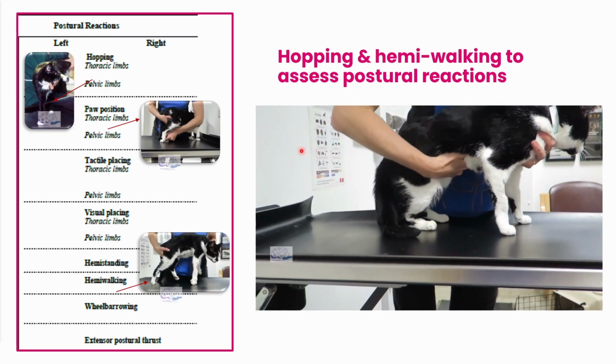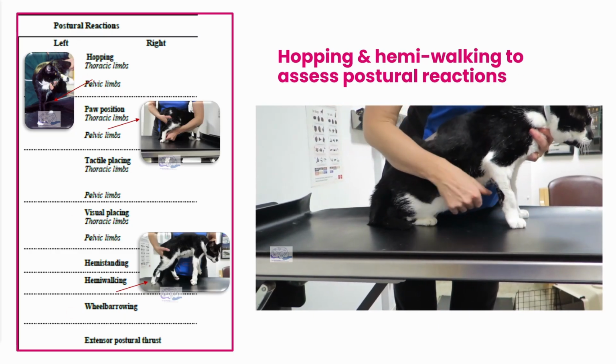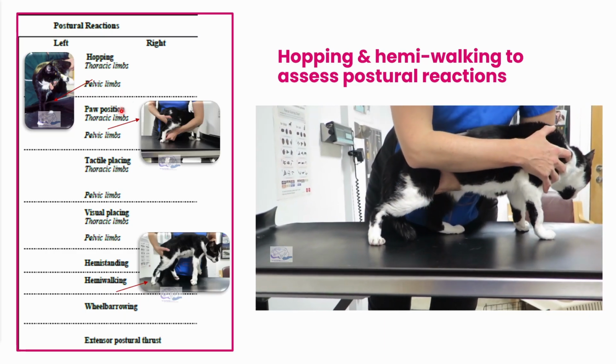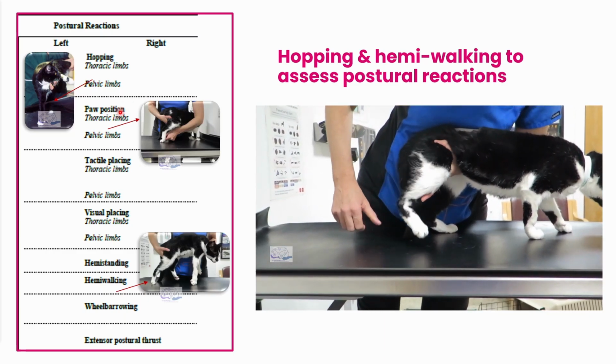So these hopping and hemiwalking are part of the postural reactions. Here you can see this is part of a neurological exam sheet. This is downloadable from my website at neurovet.co.uk.